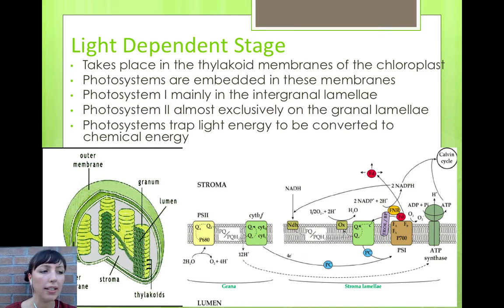This takes place in the thylakoid membranes of the chloroplast. Okay, photosystems are embedded in these thylakoid membranes. And photosystem 1 mainly happens in the intergranal lamellae, and photosystem 2 almost exclusively on the granal lamellae. And photosystems, what they do in general is they trap light energy, which can then be converted into chemical energy. And we're going to go into a lot of detail about that.